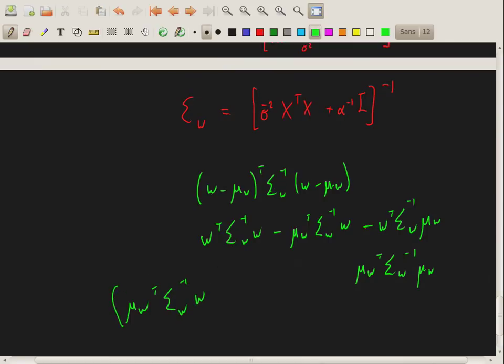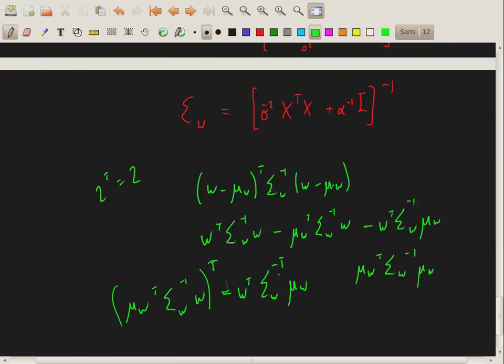If you transpose this whole thing, it's a scalar, so the transposition of it is equal to itself. If I transpose 2, it's equal to 2, right? It's not a matrix, it's a scalar. Now, if you transpose a matrix multiplication, you have to reverse the order of the multiplication and transpose everything inside. So that is equal to W transpose sigma W inverted transposed times mu W, because mu W transposed is mu W.